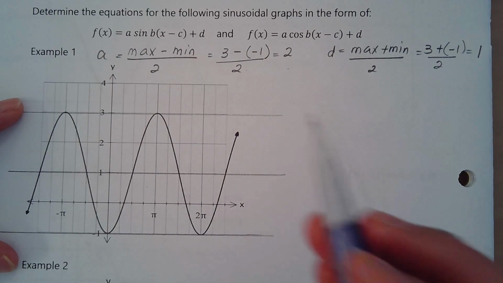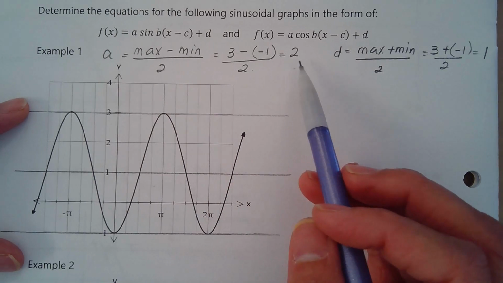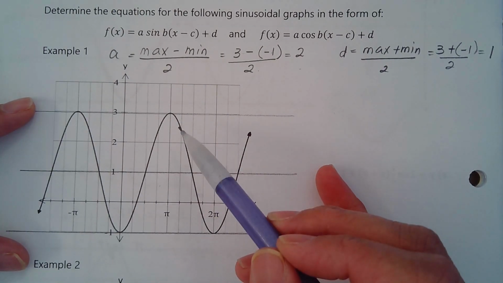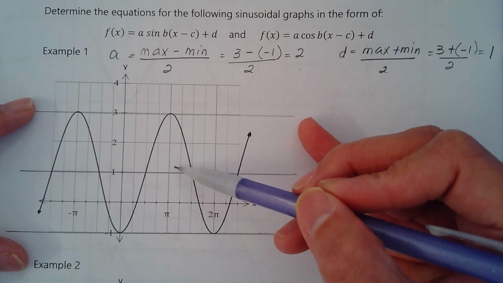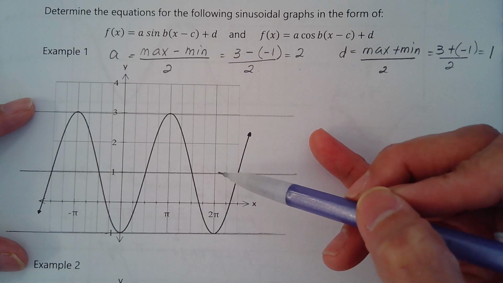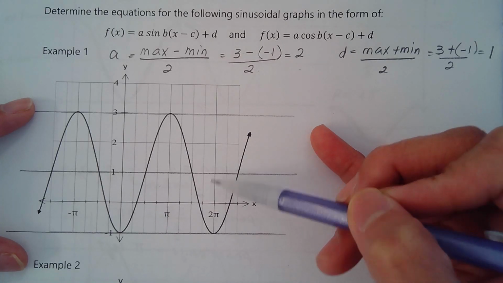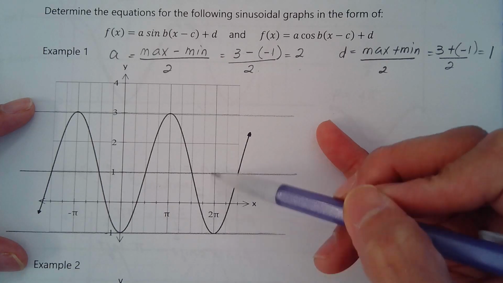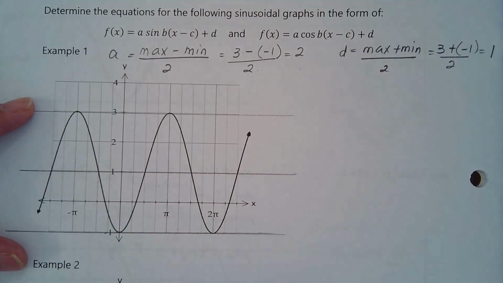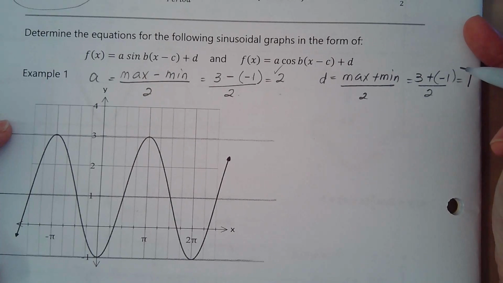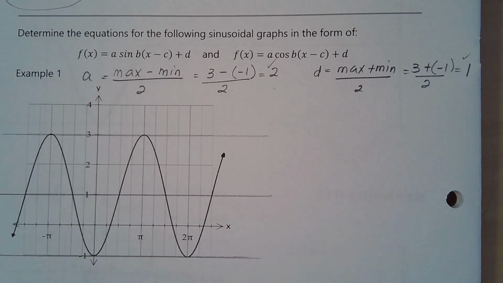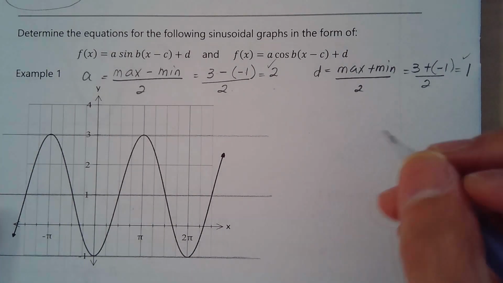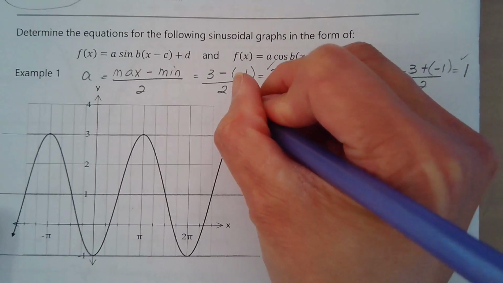So that's good. And then here we said amplitude is 2. Does it show 2 in this picture? We said amplitude is from the median to the maximum, which is 2 units up, or from the median line to the minimum, which is also 2 units. So that's good. You got the A and you got the D. Now, the next thing we're going to do, we don't know if it's shifted left or right, not yet. Let's see if we can figure out the period.